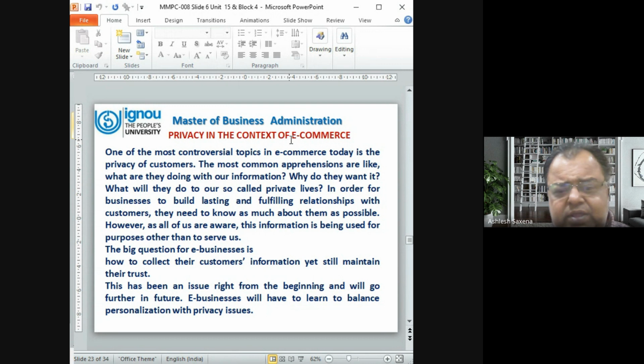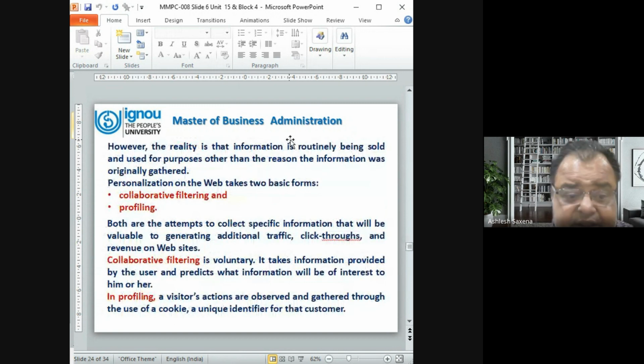Whatever you are doing on Google is being monitored, observed by a third person. This has been an issue right from the beginning and will go further in future. E-businesses will have to learn to balance personalization with privacy issues. However, the reality is that information is routinely being sold and used for purposes other than the reason the information was originally gathered.